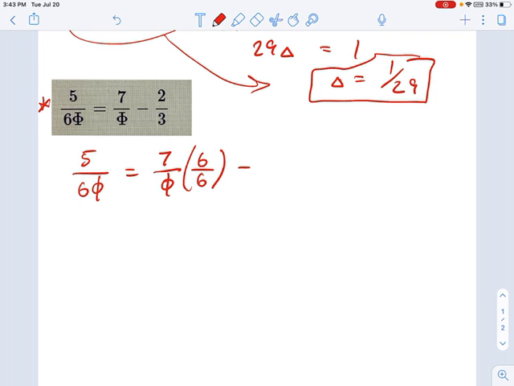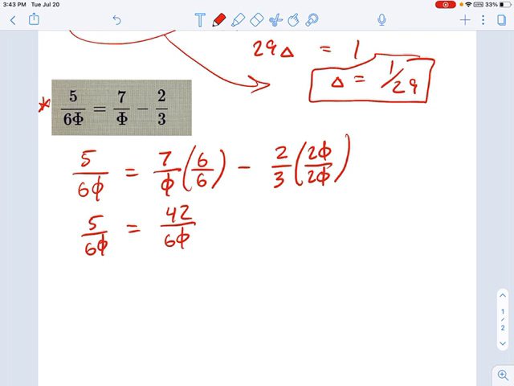It's another crazy one. And 2 over 3, what's that missing? Well, what does it take to turn 3 into 6 phi? You have to multiply it by 2 phi. And if you just think about it, 3 times 2 phi equals 6 phi. So we'll have common denominators again. So let's just make sure of everything. 7 times 6 is 42, and that's over 6 phi. And 2 times 2 phi is 4 phi. And 3 times 2 phi is 6 phi. Yep, there's all my common denominators.